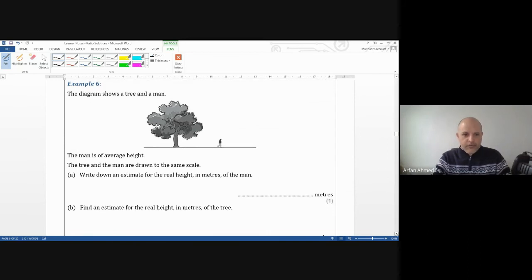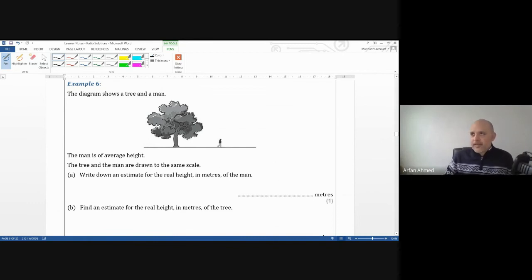What is it asking for? Write down an estimate for the real height in meters of the man. Basically what they're asking is, what is the average height of a man? There's no working out for this. It's supposed to be common sense. So what is the average height in meters of an average person or average man?